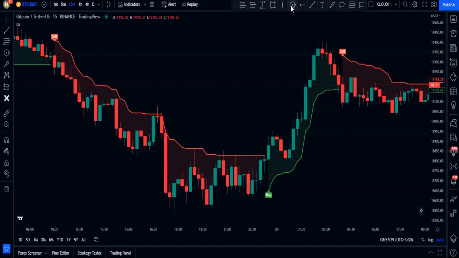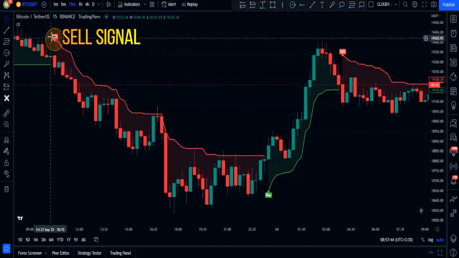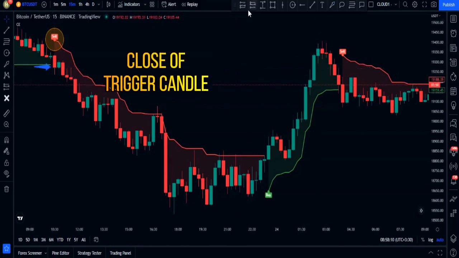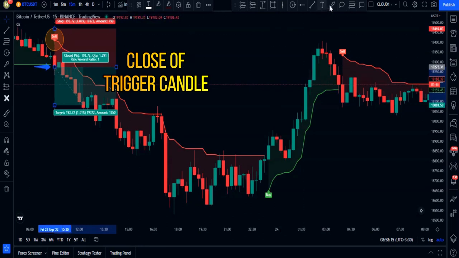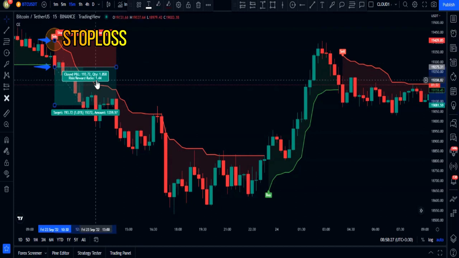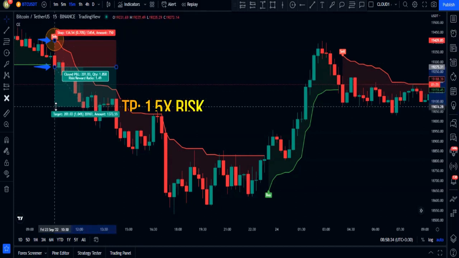And we're only going to be looking to sell whenever we have a sell signal by the Chandelier Exit indicator. So when we see the sell signal by the indicator, we can put our sell order at the close of the trigger candlestick, and we're going to set our stop loss slightly above the Chandelier Exit line, and the take profit would be 1.5 times greater than the risk.